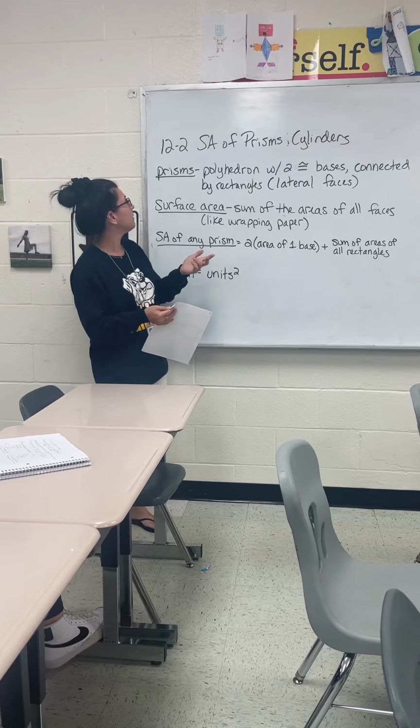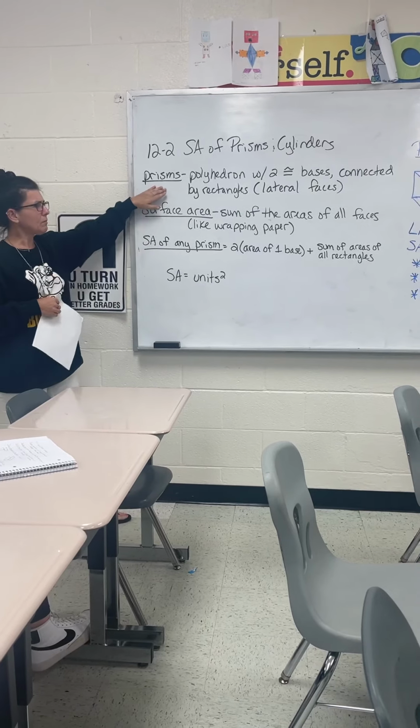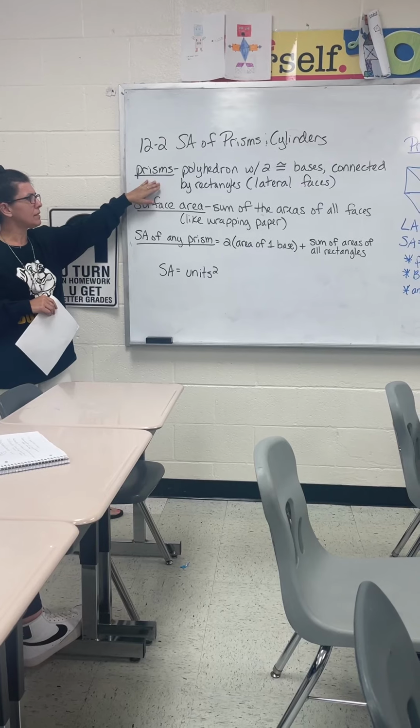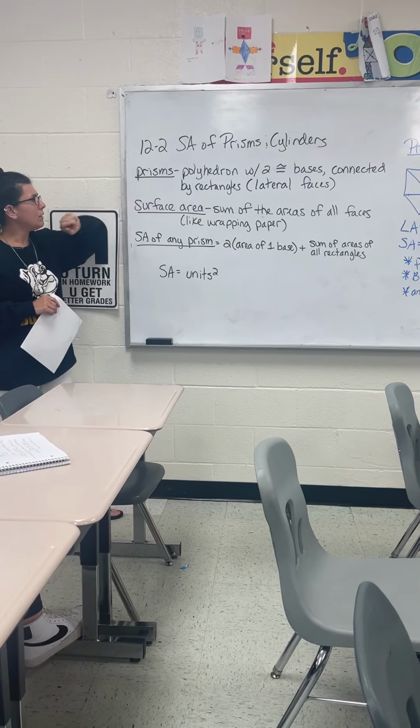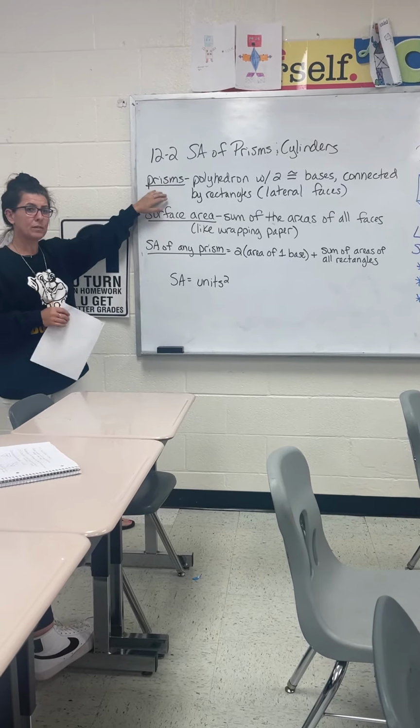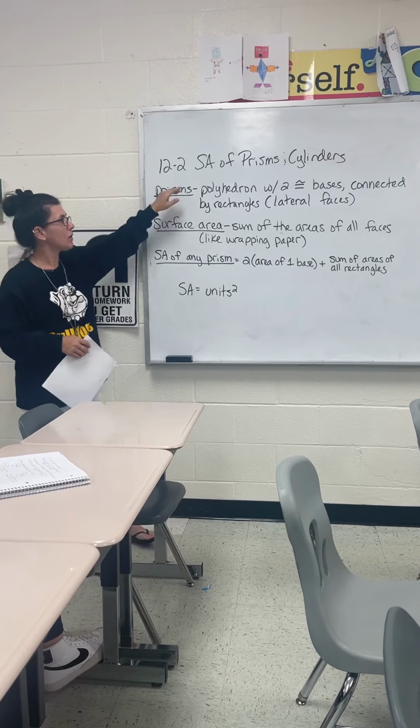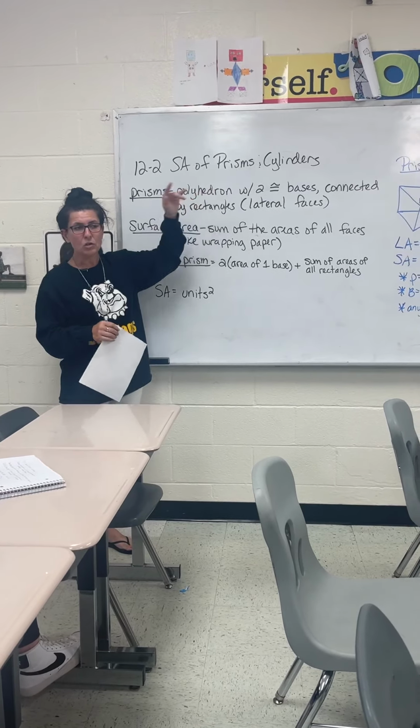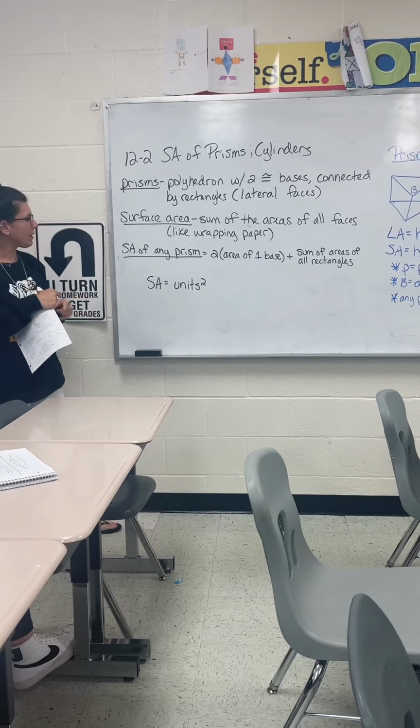That's the general idea. A prism is a polyhedron with two congruent bases connected by rectangles. This is an important idea, that you know what a prism is, because if you don't know what a prism is, you're not going to be able to find the surface area of it. Two congruent bases connected by rectangles.